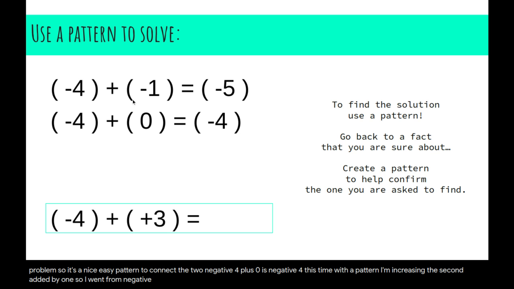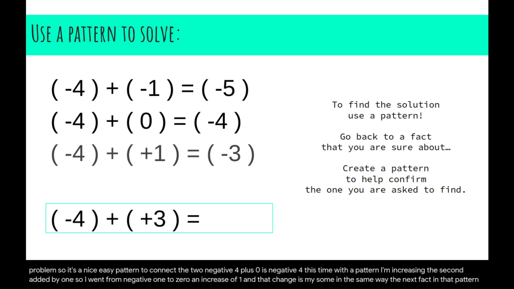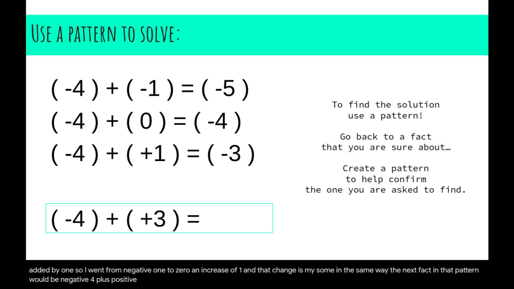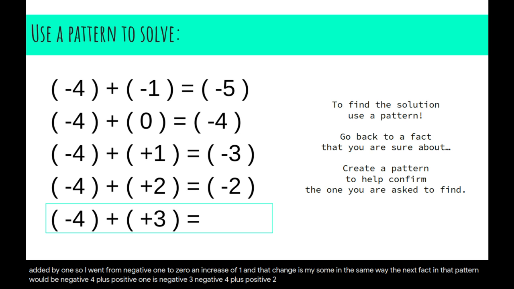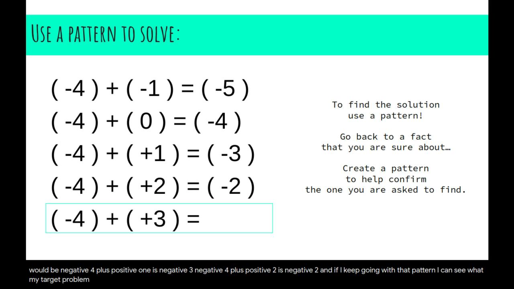So I went from negative 1 to 0, an increase of 1, and that changes my sum in the same way. The next fact in that pattern would be negative 4 plus positive 1 is negative 3. Negative 4 plus positive 2 is negative 2. And if I keep going with that pattern, I can see what my target problem will have as its sum. Negative 1.